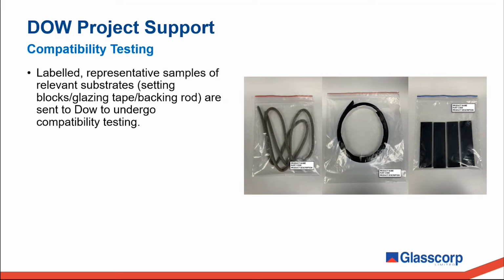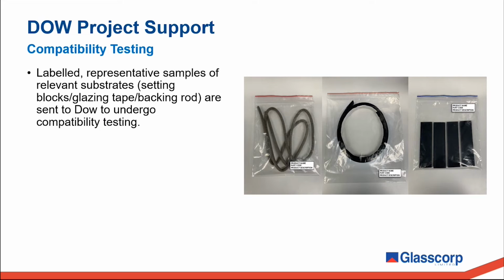The other type of lab testing that is done as standard is compatibility testing. When glazing accessories that are incompatible are used, they may cause the sealant to discolor, or in severe cases, they may even compromise the adhesive performance of the sealant.